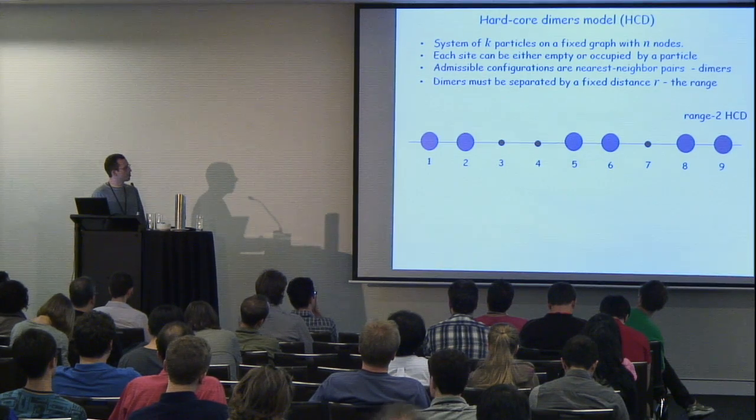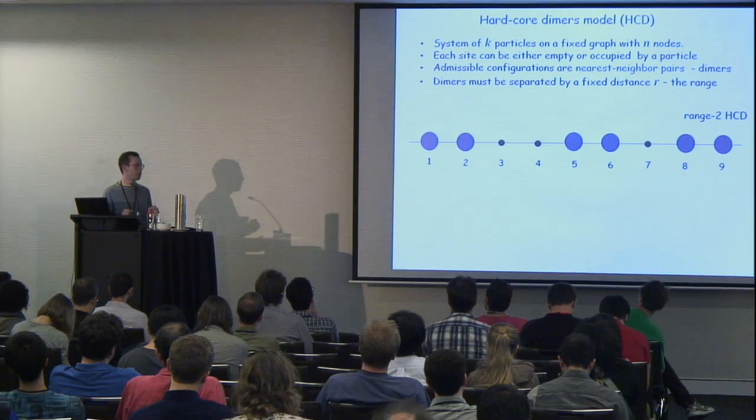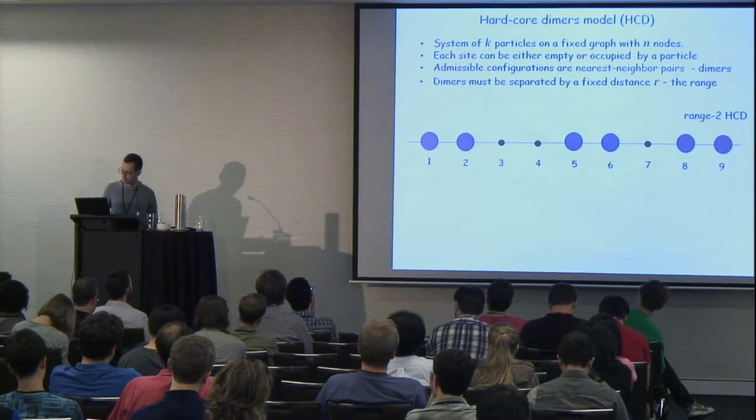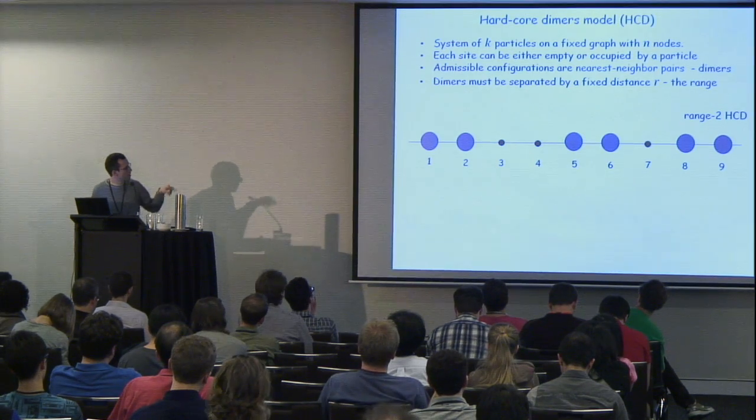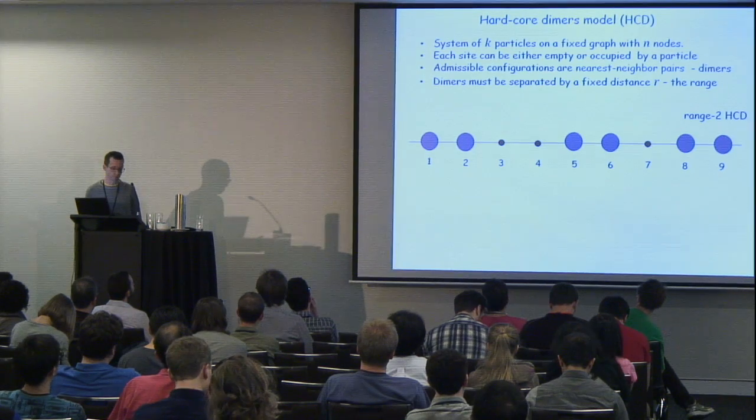There's a range, which is the minimum distance that separates two dimers. So they don't want to be too close together. Here's an example of a valid dimer configuration with range 2 on a line. But of course, you could consider more general graphs.